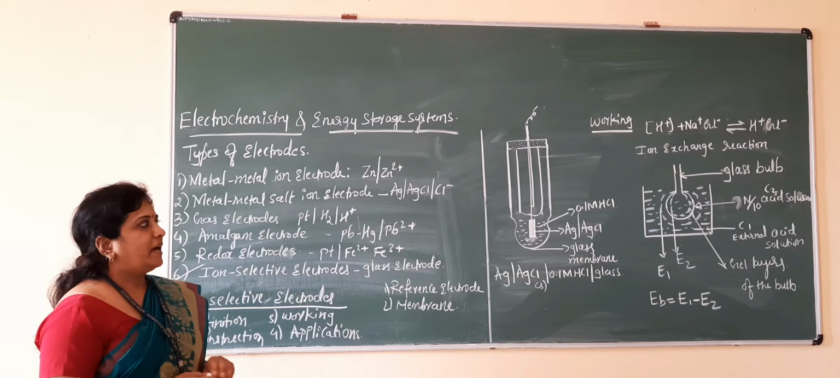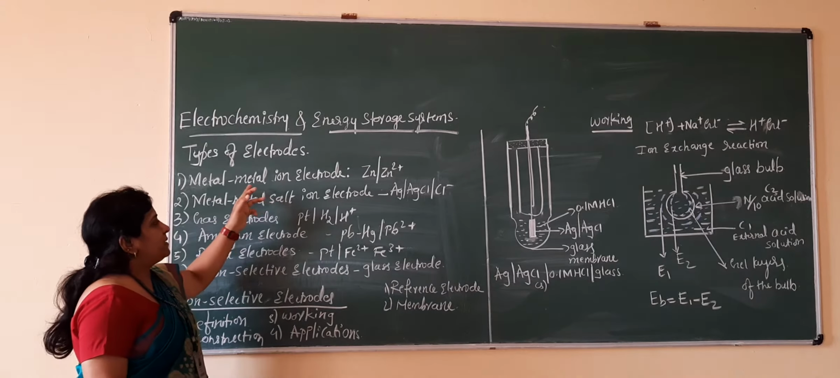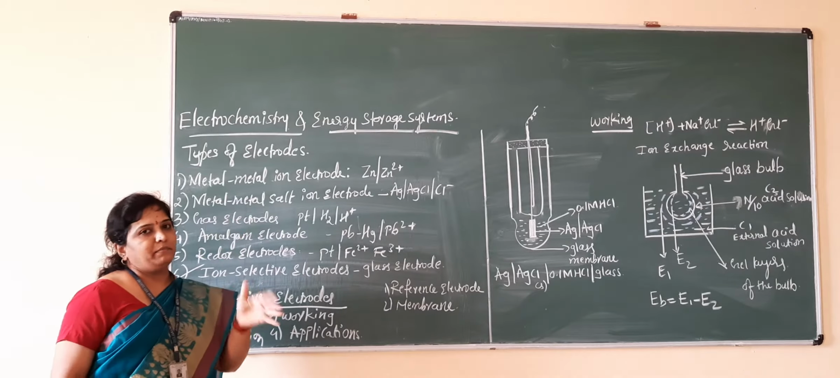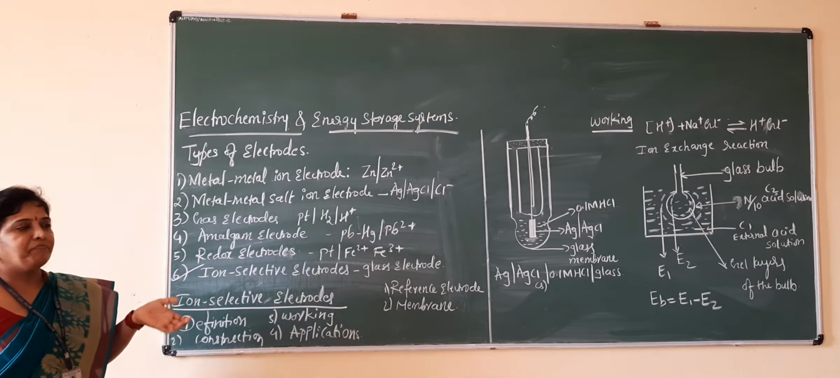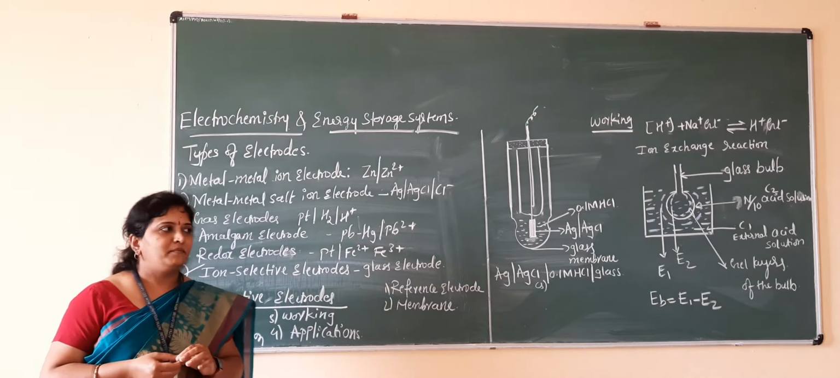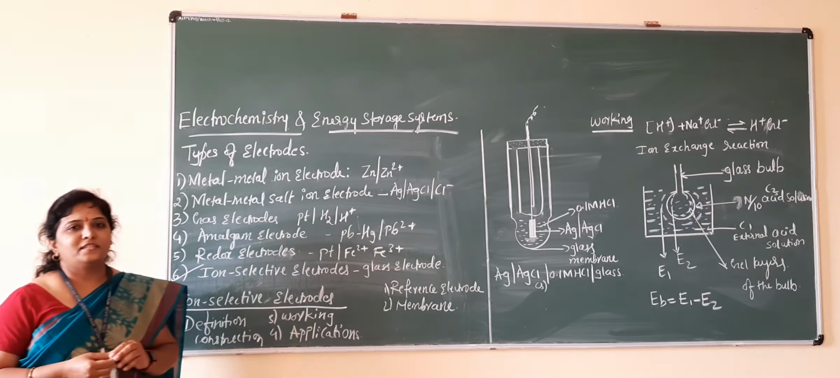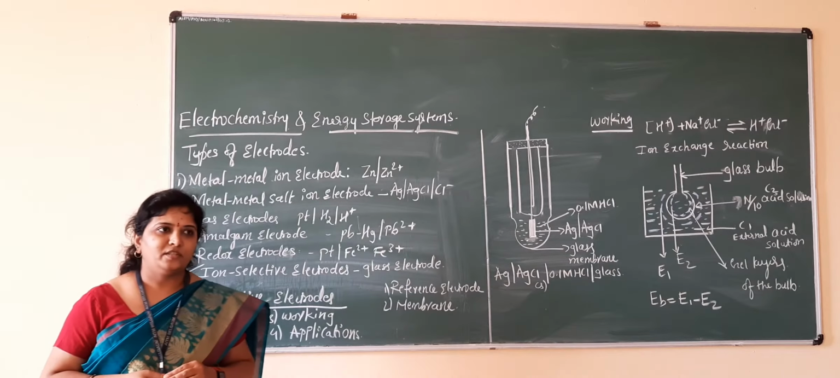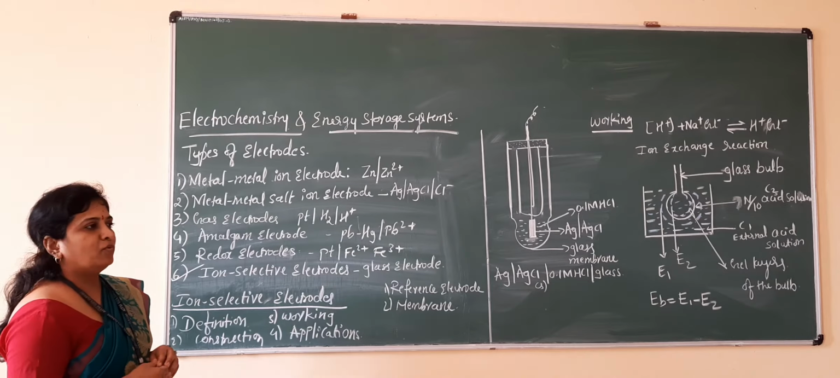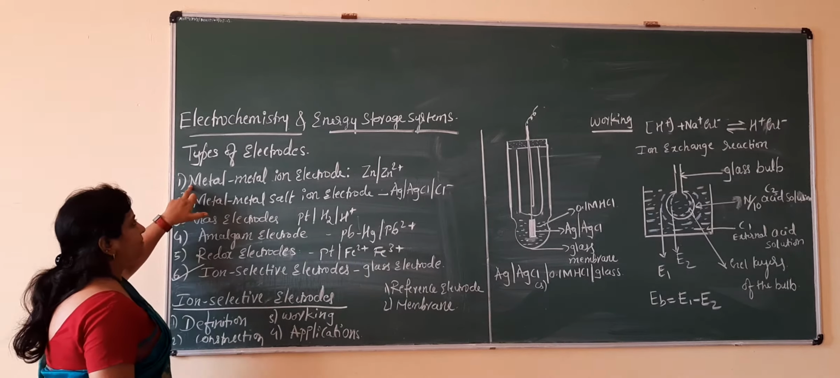Metal ion electrode. Whenever a metal is dipped in its own ions, that is called a metal ion electrode. For example, any metal dipped in its own ions, maybe a gold electrode or silver electrode or zinc electrode dipped in zinc sulfate solution. That is, it should be dipped in its own ions. So first is the metal ion electrode.